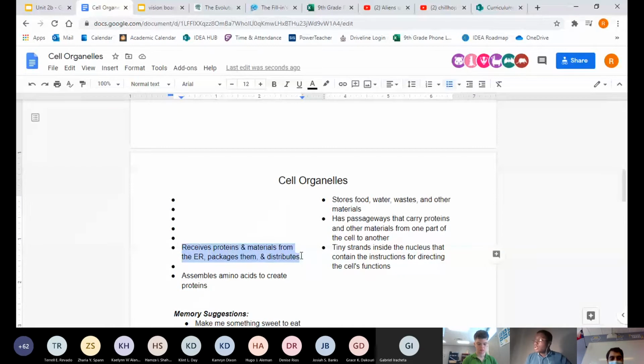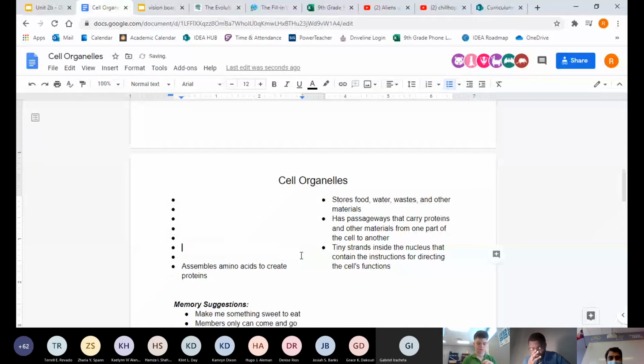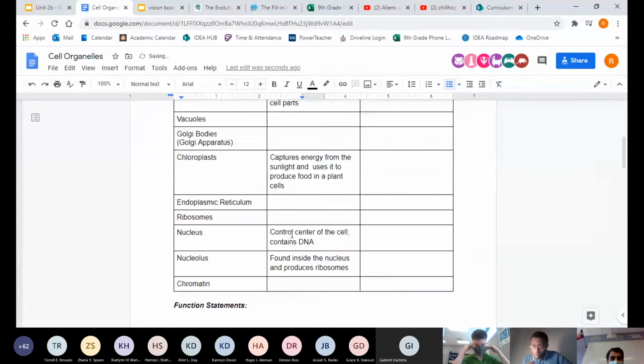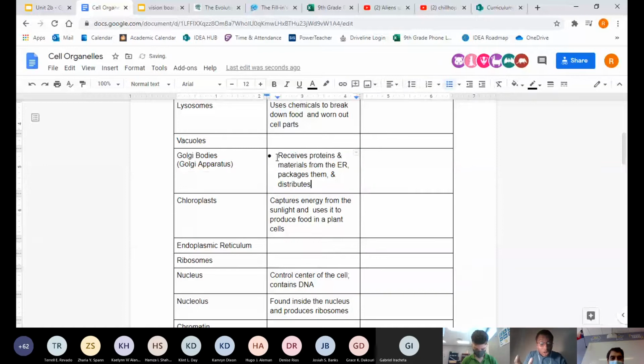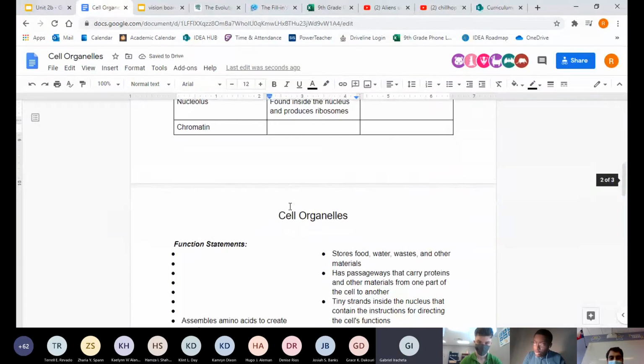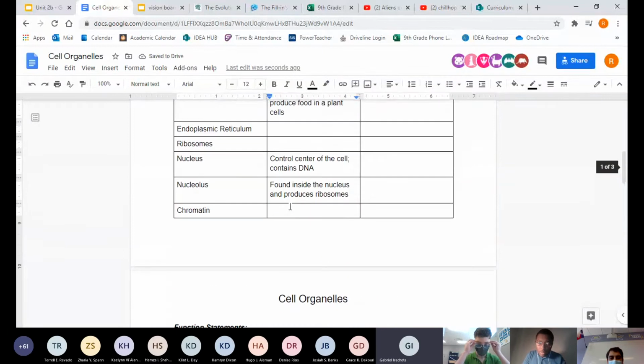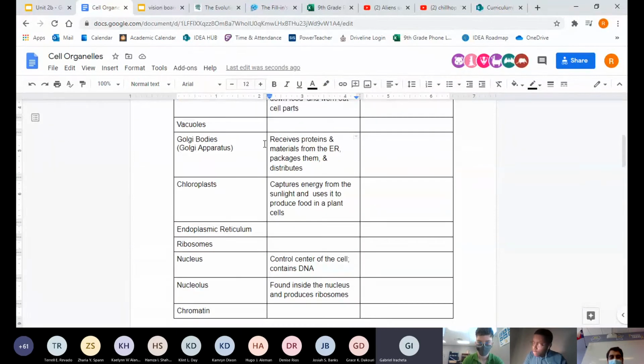Now this one's pretty specific. But I will say, if it's packaging things, I know that that's going to be a Golgi body. And I'll explain why in a little bit. What's the purpose of a Golgi? Whatever that was. Golgi body. So what the Golgi bodies do is that they receive proteins, they package them, they distribute them.